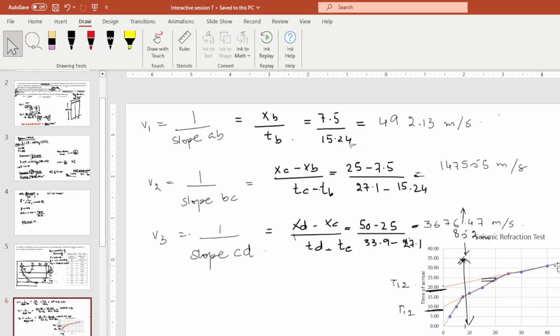Any more questions? Okay, Ti2 is just an extension of these straight lines. Just extend your line to the axis. It is just the extension of these straight lines from where we calculated the speeds.